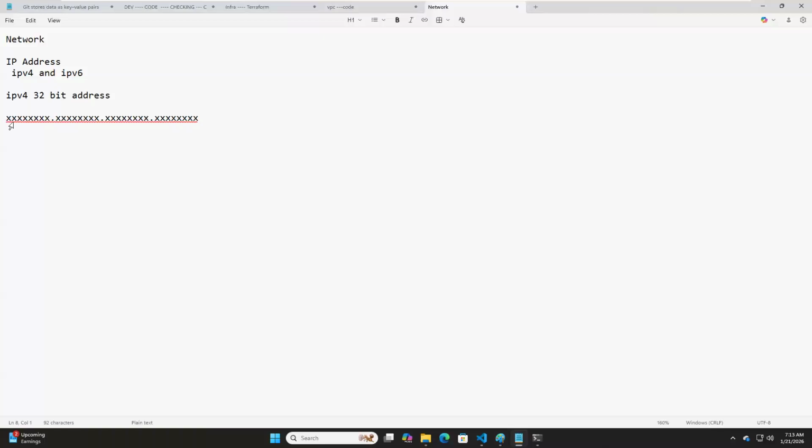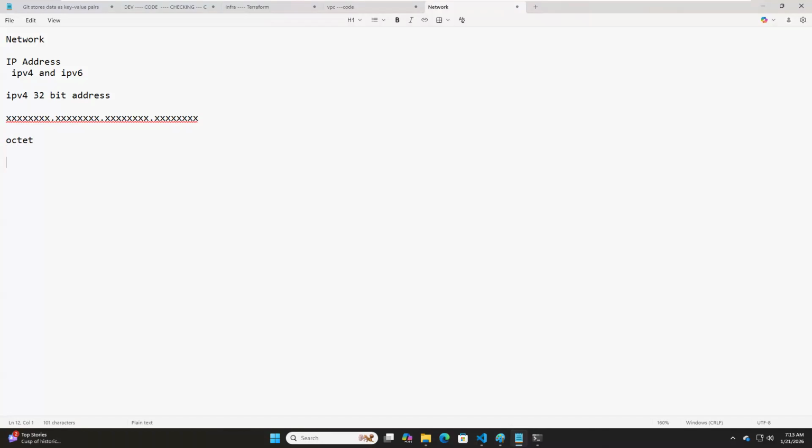Now, what are these 8 bits? IPv4 is a 32-bit address. The entire 32 bits are divided into 4 portions. Every portion will have 8 bits. 8 into 4 is 32 bits. That portion is called an octet. Whatever portion you are seeing here is called an octet. Octet means 8, so 8 bits in a portion.